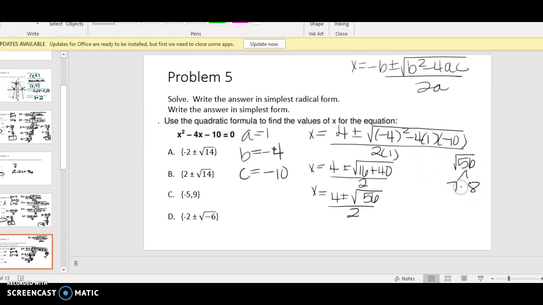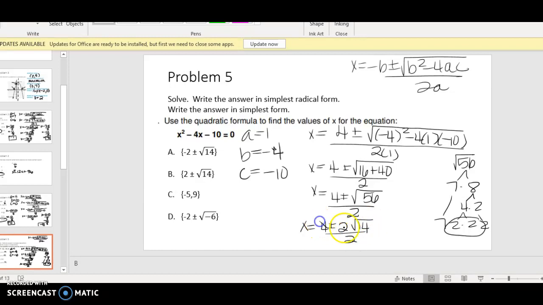56 is 7 times 8. 8 is 4 and 2. So 2, 2, 2, and a 7. So a pair of 2's comes on the outside. I have 2 times the square root of 14 all over 2.